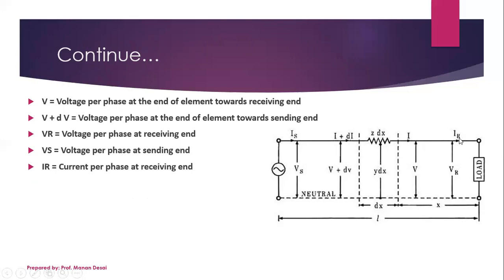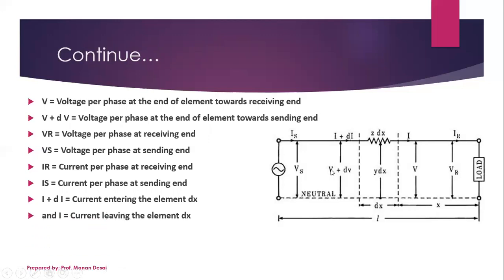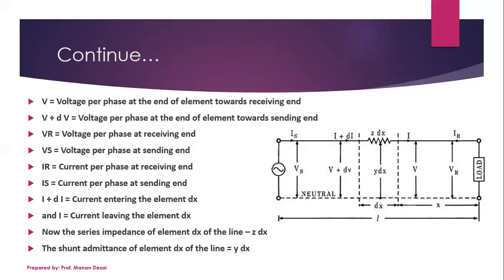IR is the current per phase at the receiving end. Is is the current per phase at the sending end. I plus dI is the current entering the element dx, and I is the current leaving the element towards the receiving end. The series impedance is Z dx, meaning Z is the impedance and dx is the distance, and the shunt admittance is Y dx.